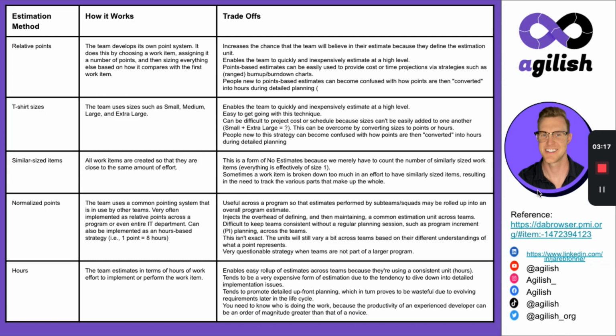Next one is similar size items. All work is created so it is close to the same amount of effort. This is also one of those strategies. You've probably heard the trending hashtag no estimates. This is the same concept: you really just make things all equally sized. We'll just give an example, one day. So all stories are one day and you can track the stories that way for throughput or for planning.